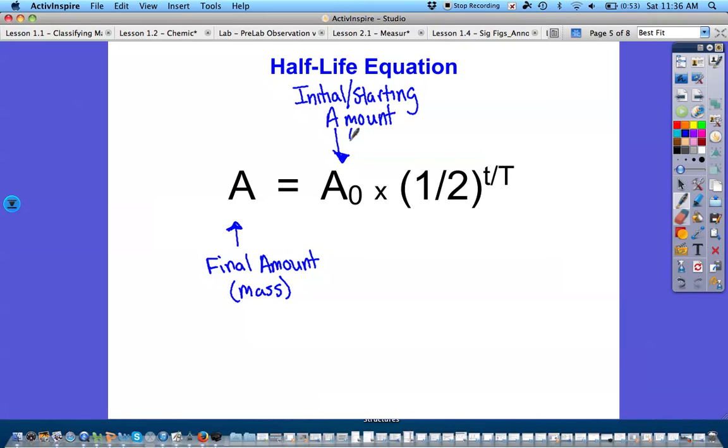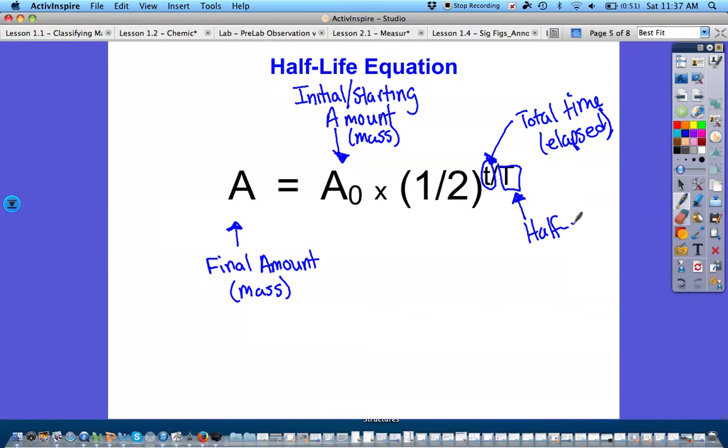And again, that's a mass as well. 1/2 is a constant that we always multiply by. Little t is the total time, or the elapsed time, the time that has passed. Big T is the time of a half-life. So we can use this equation to calculate for any of these different variables.